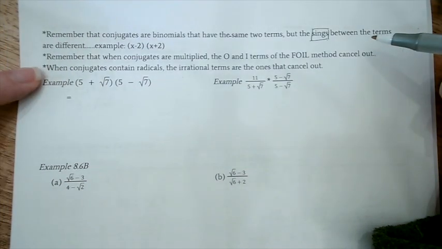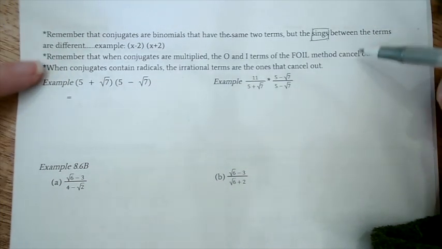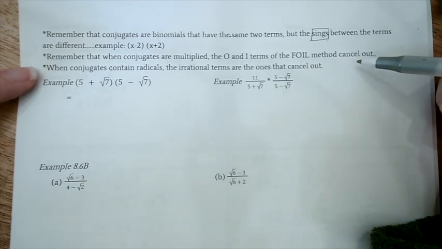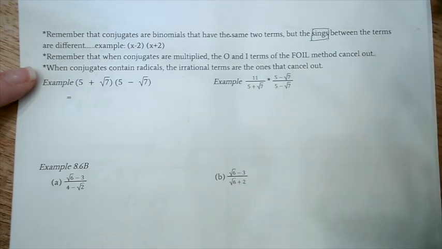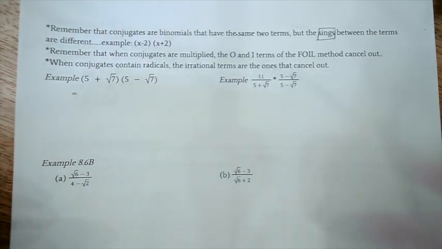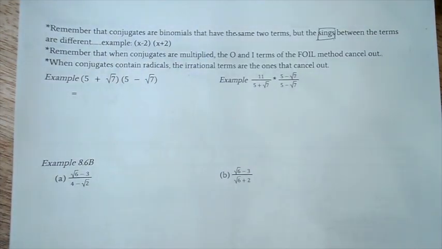And then also, last thing to remember, these are like your little helpful hints I was trying to remind you of. When conjugates contain radicals, the irrational terms are the ones that cancel out. So let's jump into what I mean by that.